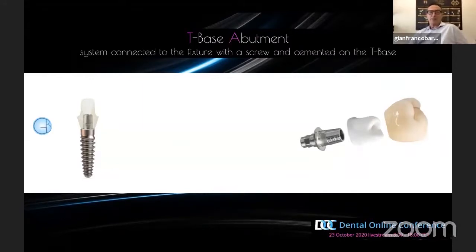What is the best solution to be on the side of sure? It is the use of the T-base abutment. What is the T-base abutment? The T-base abutment is a connection between implant and crown. It can be made in different materials.